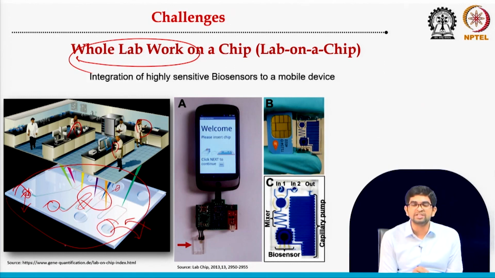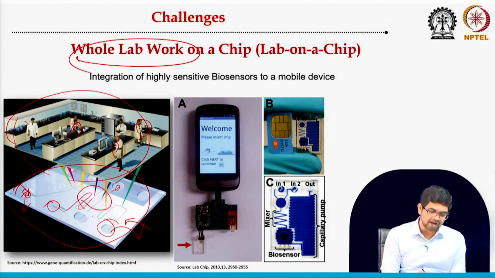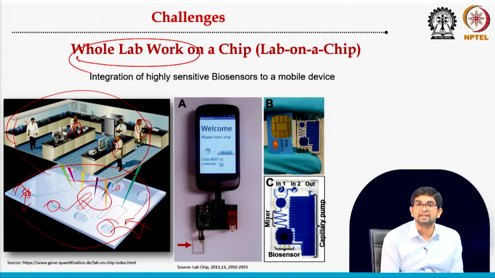So, what is the lab on a chip? What is the definition of lab on a chip? It means all the lab steps are brought onto a single chip, and there is no need for any kind of pre-processing, sample amplification, or sample purification. Everything can be done automatically. You just drop the sample and you are done.